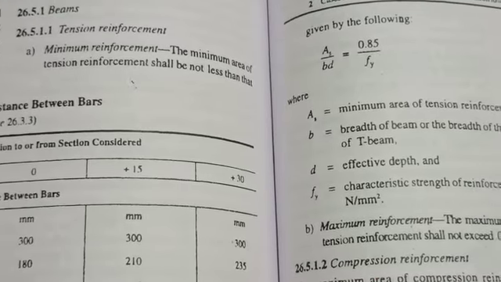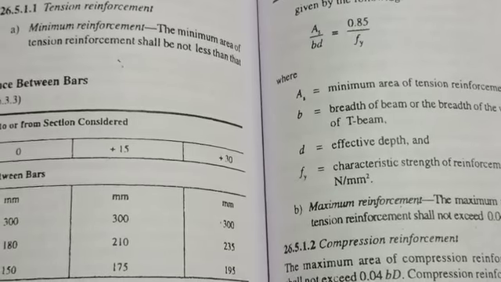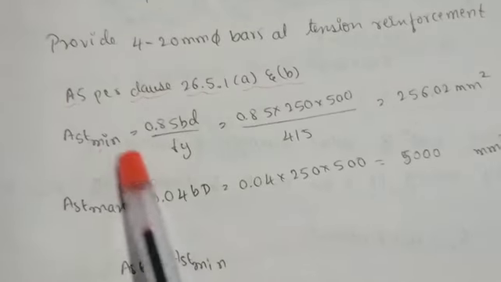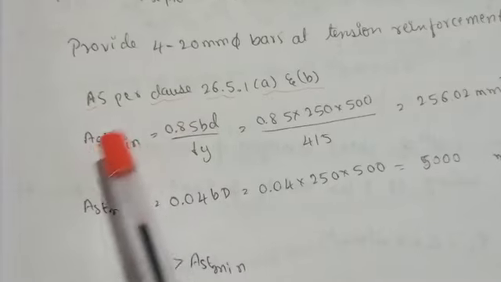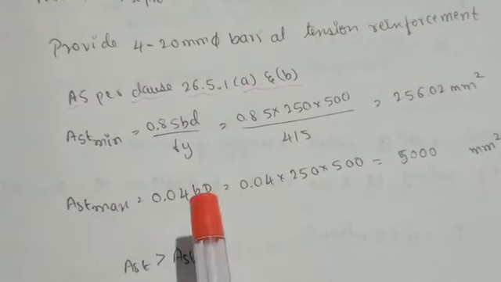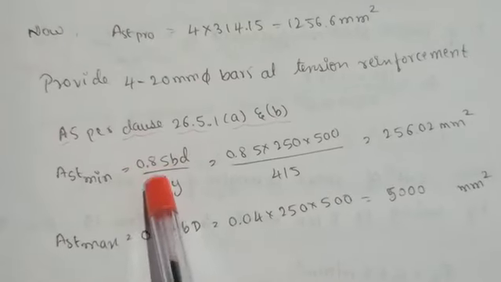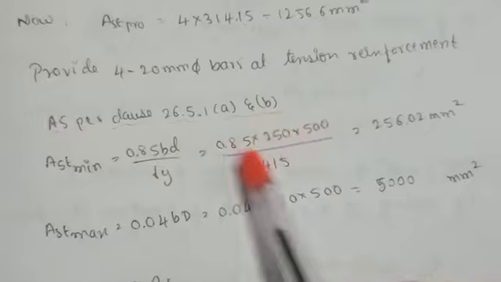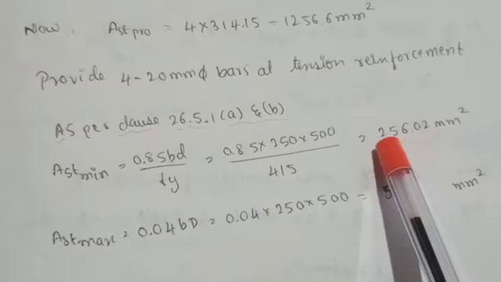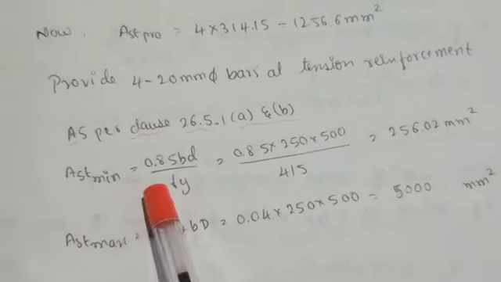So we have to satisfy these two codal provisions. We'll see one by one. I have written the same formula which is given on page number 46 and page number 47. That is Ast minimum is equal to 0.85 bd divided by fy. Substitute all the values, we'll get Ast minimum as 256.02 mm square. This is the Ast minimum.